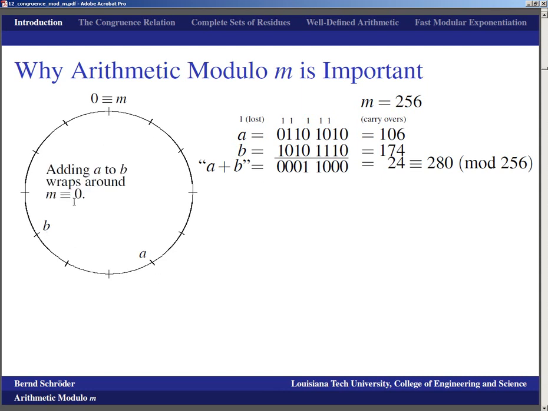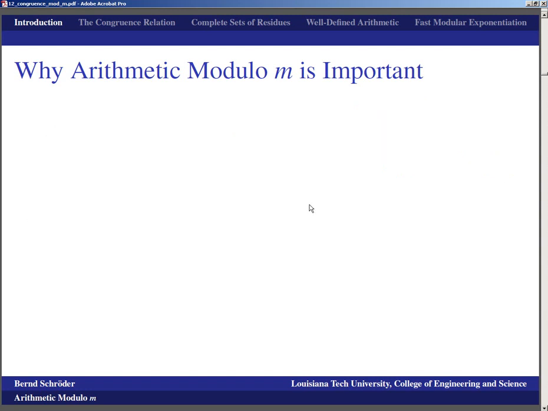Well, then when we add a to b, we're wrapping around across m equals 0, but we're wrapping around in such a way that we get the right result, except that we are off by 1 modulus. We're off by exactly 256. Okay, so there's a plus b.